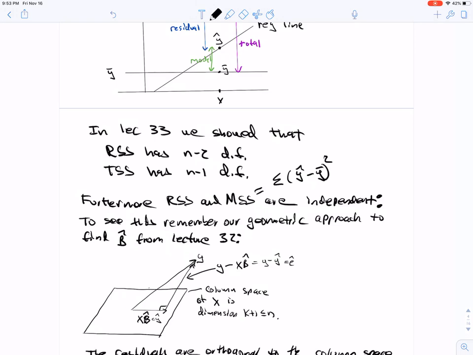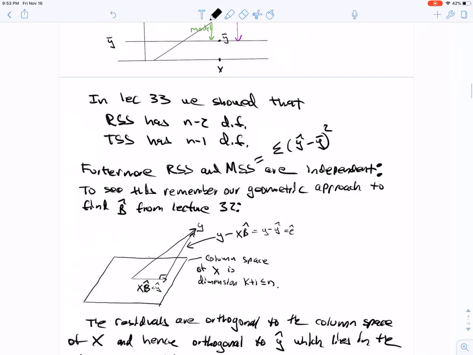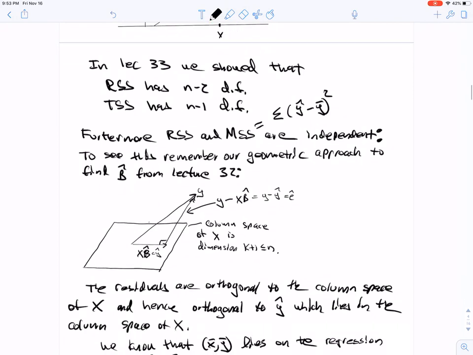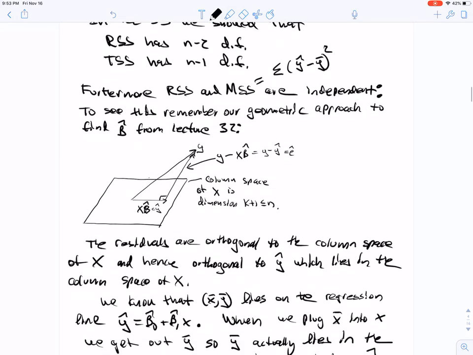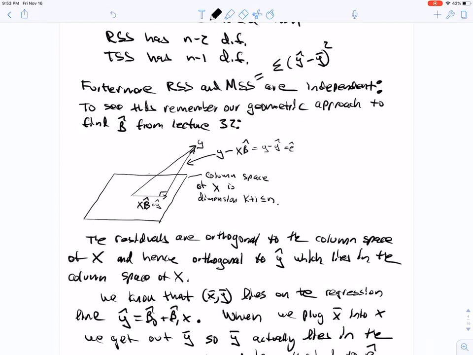So in lecture 33, we showed that the residual sum of squares has n-2 degrees of freedom, and the total sum of squares has n-1 degrees of freedom. Furthermore, the residual sum of squares and the model sum of squares are independent. So that's not the easiest thing in the world to see, but let's see how that goes.